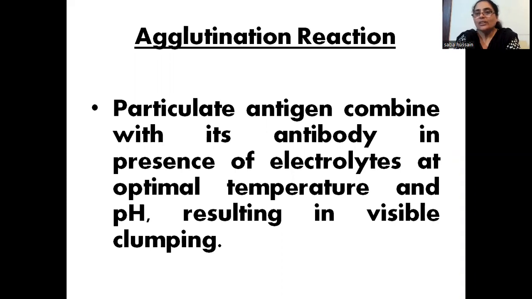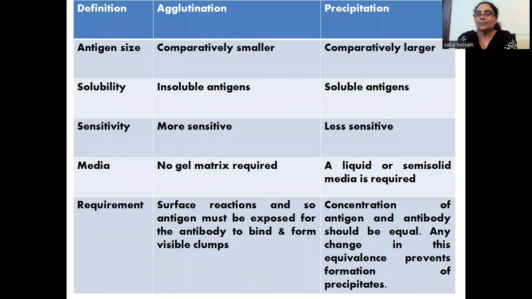Here, a particulate antigen, that means an antigen which is particulate in nature, will combine with its antibody in presence of electrolytes at optimum temperature and pH, and it will result in a visible clumping. That we will define as agglutination reaction. So in case of agglutination reaction, what is the essential feature? That there should be a particulate antigen. This is the main point on the basis of which we differentiate between agglutination reaction and precipitation reaction.